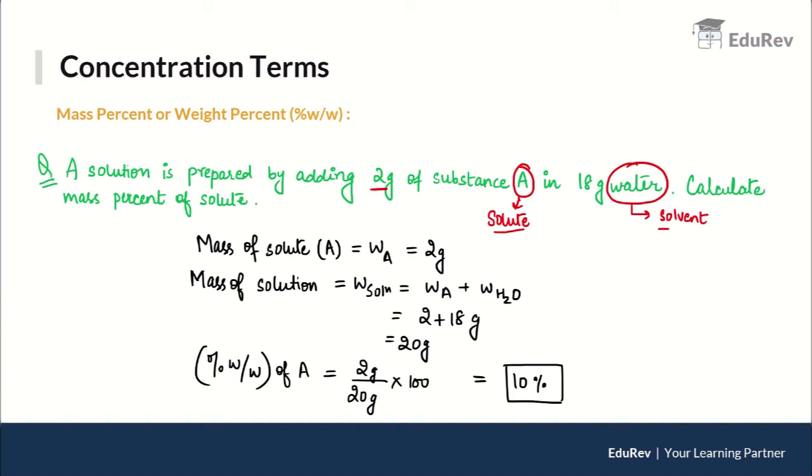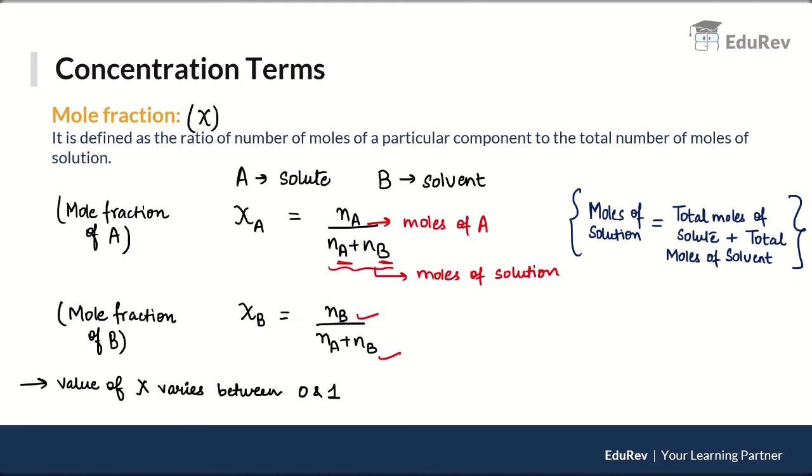तो mass of solute WA कितना हो जाएगा 2 gram. Mass of solution कितना हो जाएगा WA plus weight of water, right? So total weight of solution comes out to be 20 grams. तो percentage weight by weight of A क्या हो जाएगा weight of solute which is 2 gram divided by weight of solution which is 20 gram into 100. So net percent comes out to be 10%.